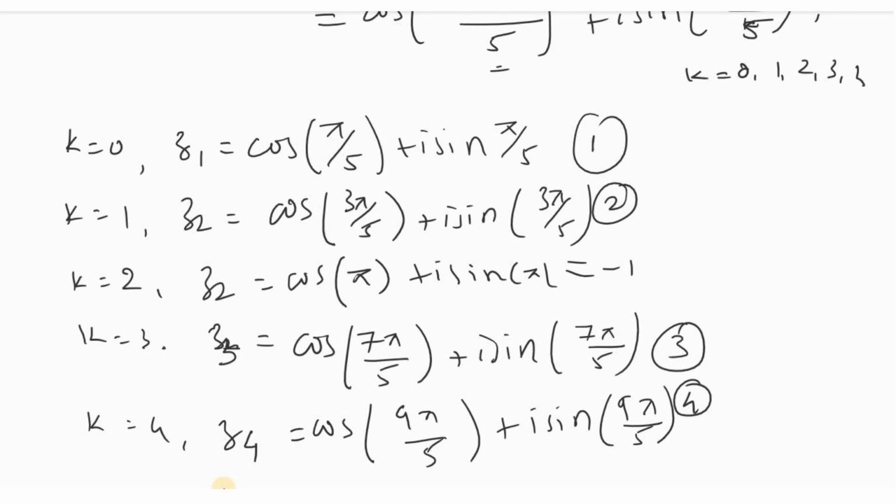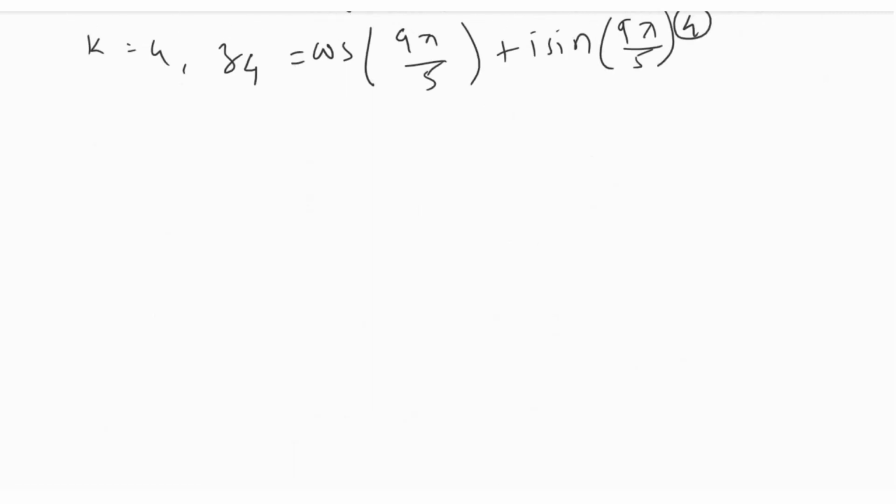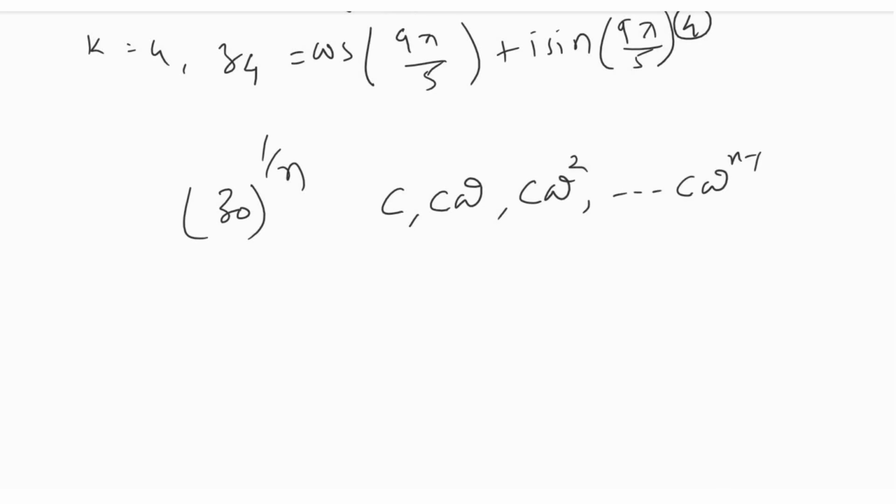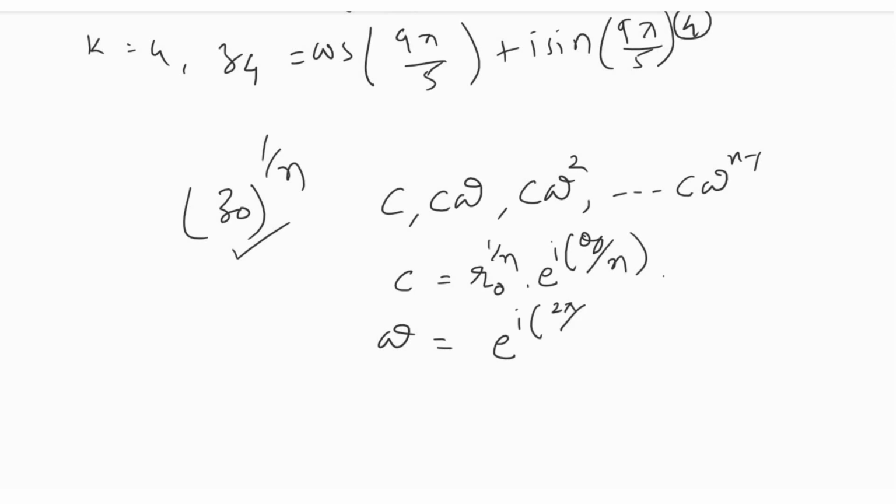So that's it for today's lecture. Let us recall what we did in this lecture. For any number z0, the nth roots of z0 can be written in the form c, c omega, c omega square, up to c omega power n minus 1. Here c is called the principal root, and the value of the principal root is r0 power 1 by n into e power (i theta 0 upon n), and omega is e power (i 2 pi by n).